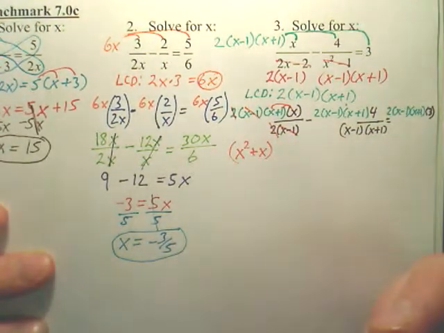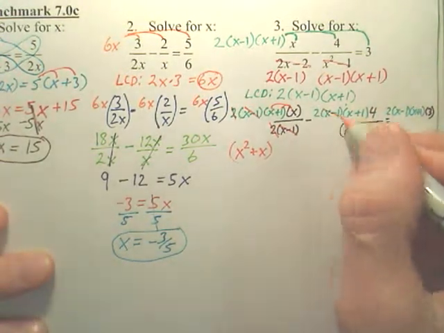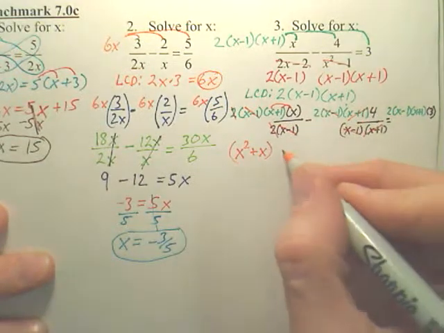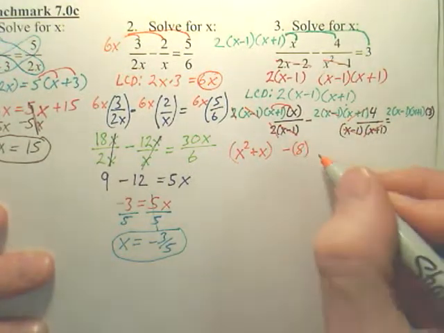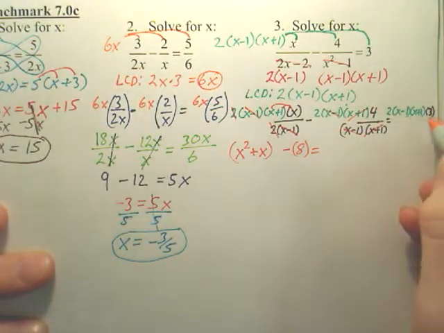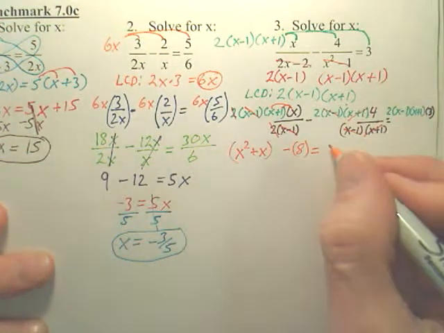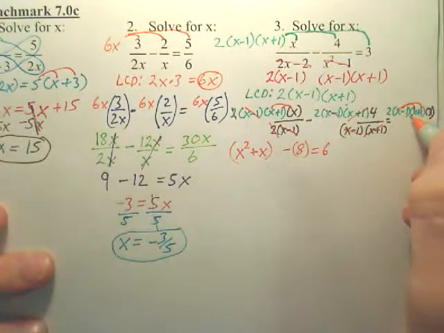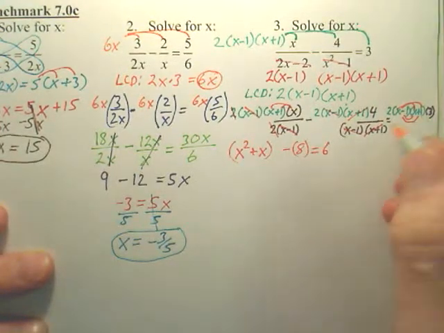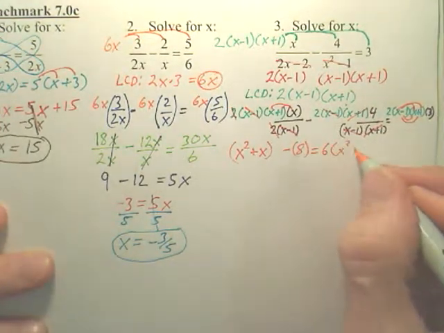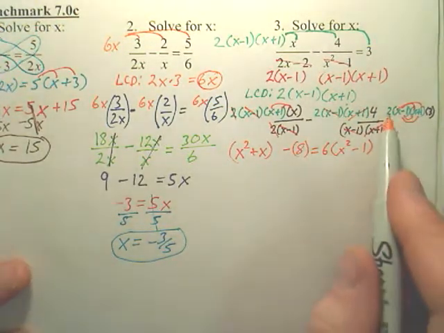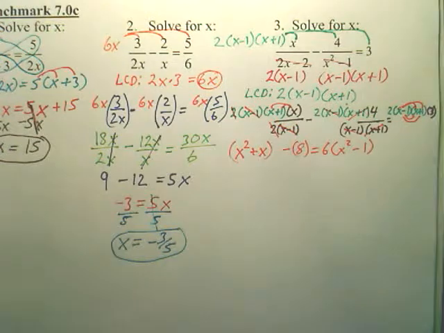All the denominators dropped out. The next, these cancel, and so do these, leaving you 2 times 4, which is 8. And for this, the 2 and the 3 gives you 6. And then if we FOIL this out, you get x squared minus 1. So if you FOIL this out, you get x squared and minus 1, and 2 times 3 is 6.